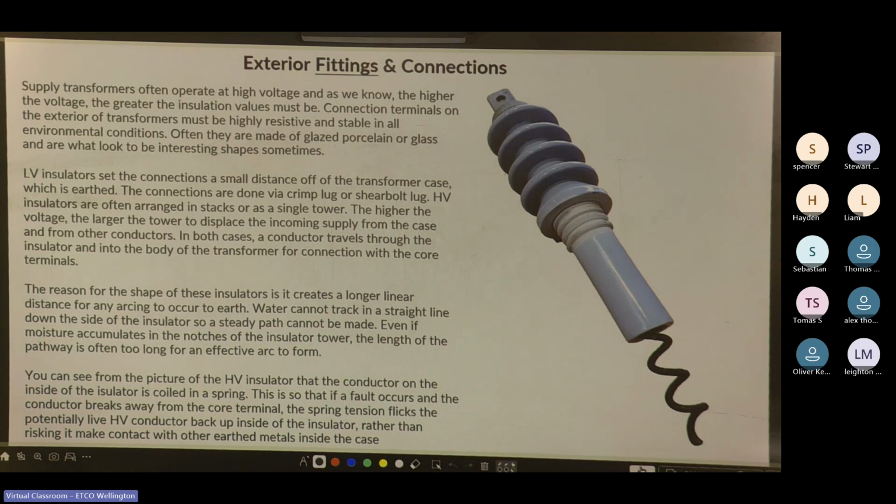So that's why. You can see from the picture of the high voltage insulator that the conductor on the inside of the insulator is coiled in a spring. That is so that if a fault occurs and the conductor breaks away from the core terminal, the spring tension flicks the potentially live high voltage conductor back up inside the insulator, rather than risking it making contact with the other earth terminals inside the case.